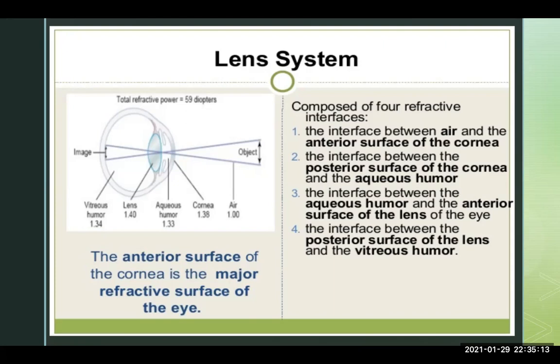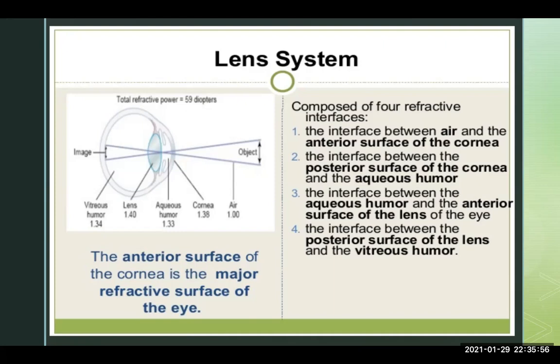So the surfaces responsible for the refraction of the light are the corneal surface, which is the main surface responsible for refraction, and then the lens. We have two surfaces for the cornea, anterior surface of the cornea and the posterior surface of the cornea, and both of them are convex. But the main surface is the anterior surface of the cornea. The effect of the posterior surface of the cornea on the refraction is almost neglected. It's insignificant. So it's not calculated in the refraction process.